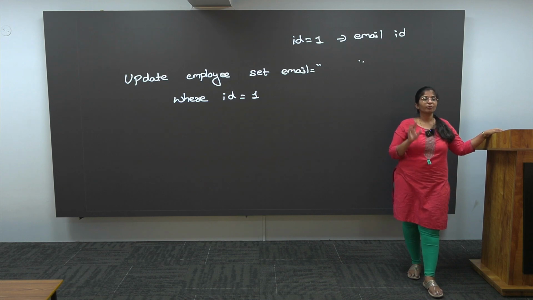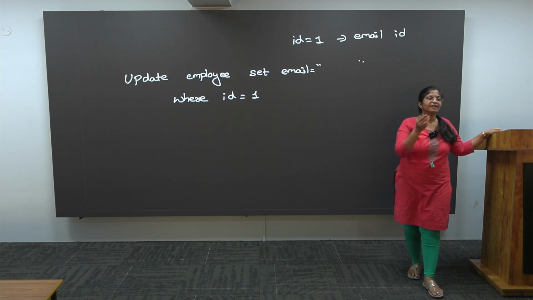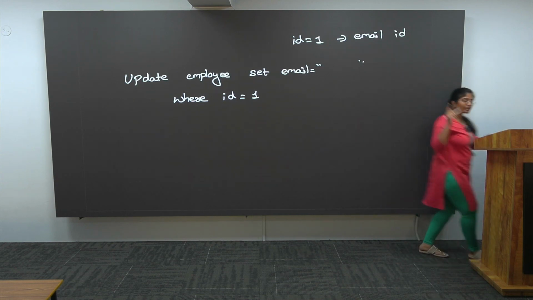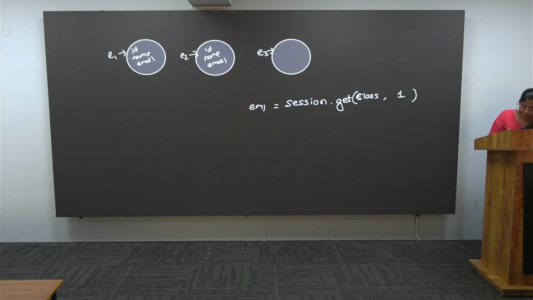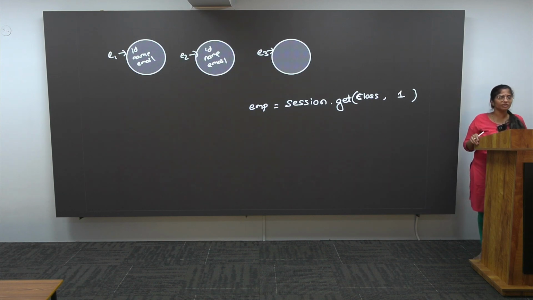How? Get method is already available, correct or not? So when I know the primary key value, I'll be calling session dot get method, passing the class name, and also the primary key value. I'll get your employee object, correct? Now you got access to the object you want to change.